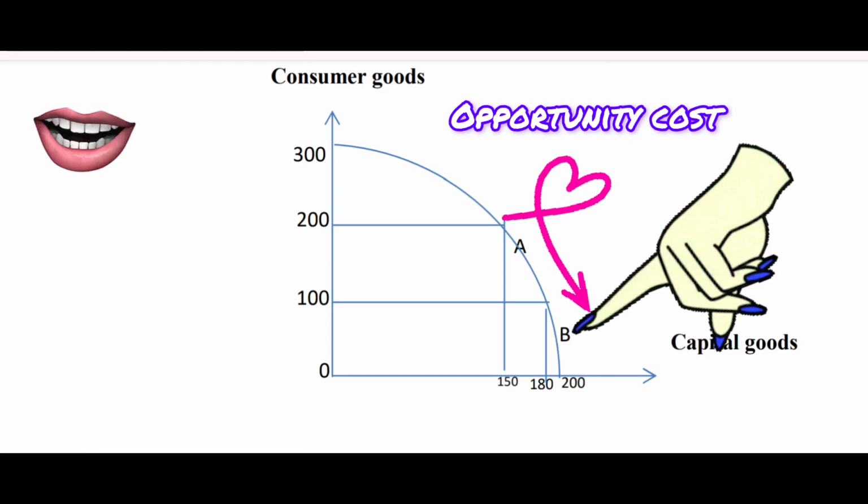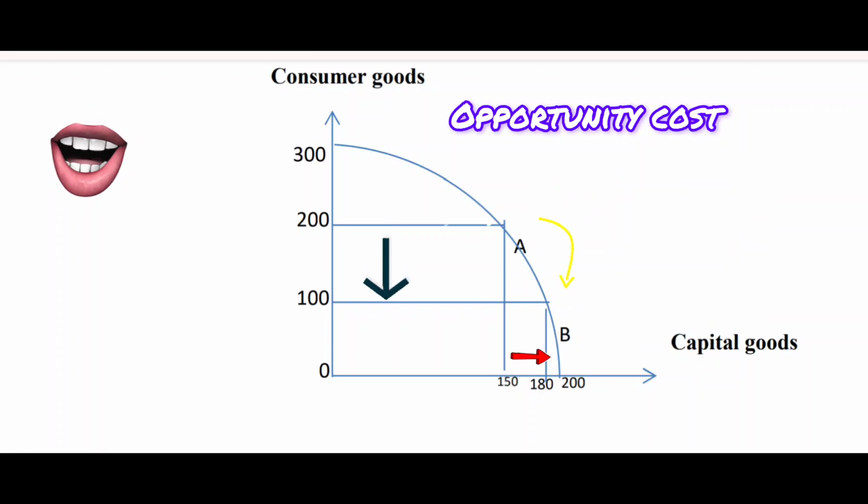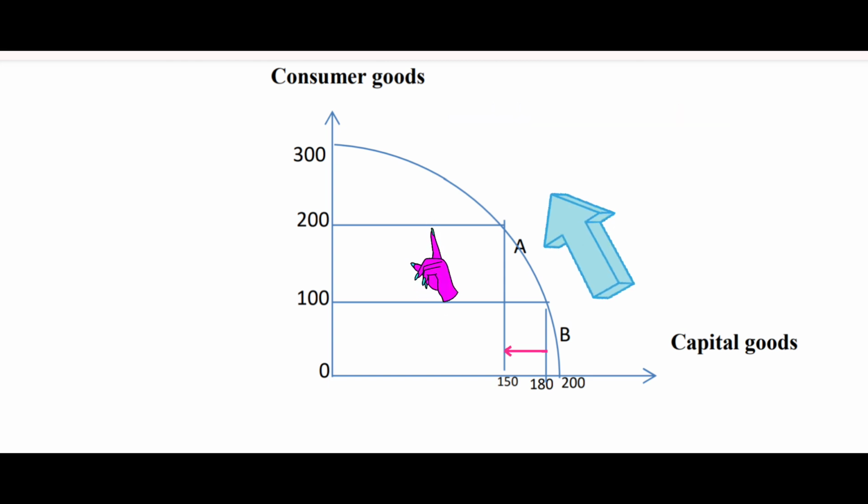If the economy moves from point A to point B, the opportunity cost of producing 30 more units of capital goods is 100 units of consumer goods. On the other hand, if the economy moves from B to A, the opportunity cost of producing 100 units of consumer goods is 30 units of capital goods.